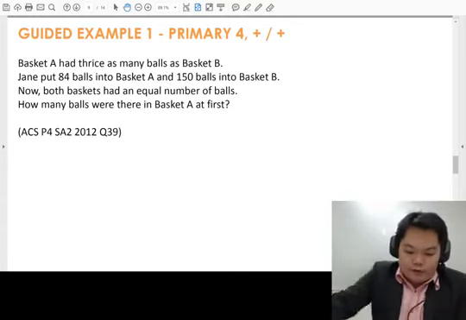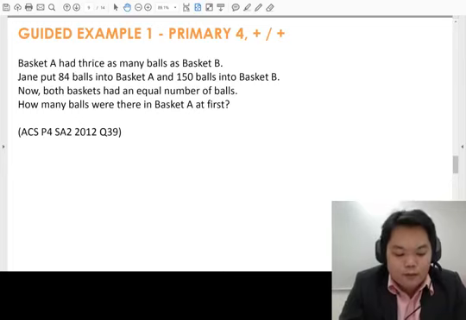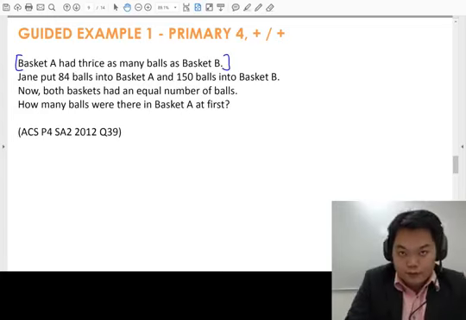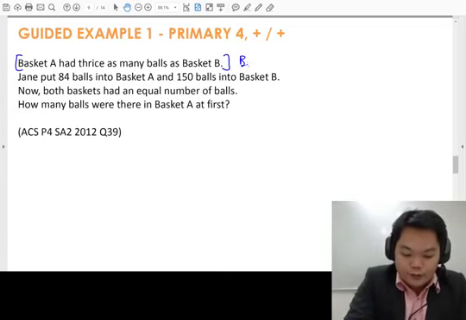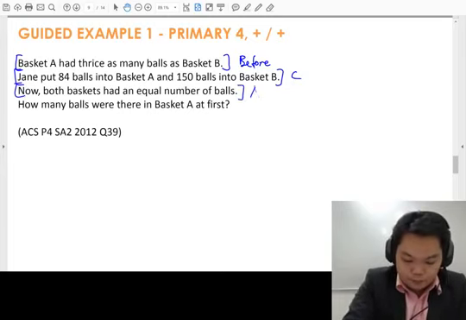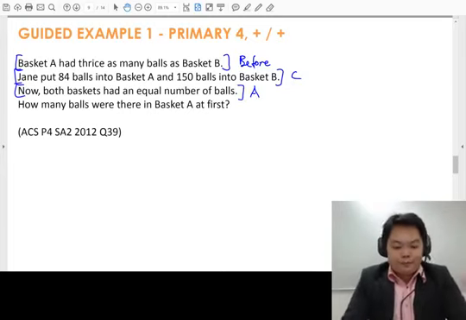Basket A had thrice as many balls as basket B. Jane put 84 balls into basket A and 150 balls into basket B. Now both baskets had an equal number of balls. How many balls were there in basket A at first? Okay, first let's identify what we are given. This was before anything happened. This was the change, and this is the after.